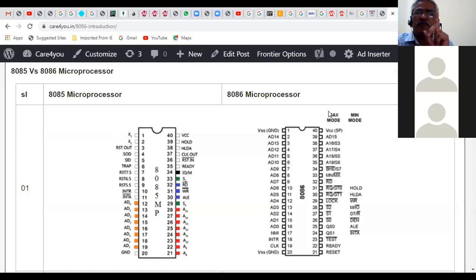But the maximum mode means we can think of attaching an extra processor to it. Extra processors, which ones could they be? You can have an IO processor.